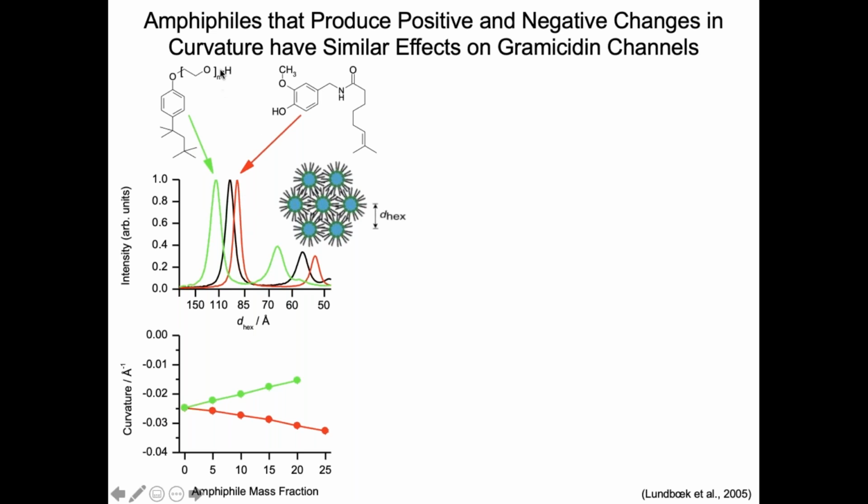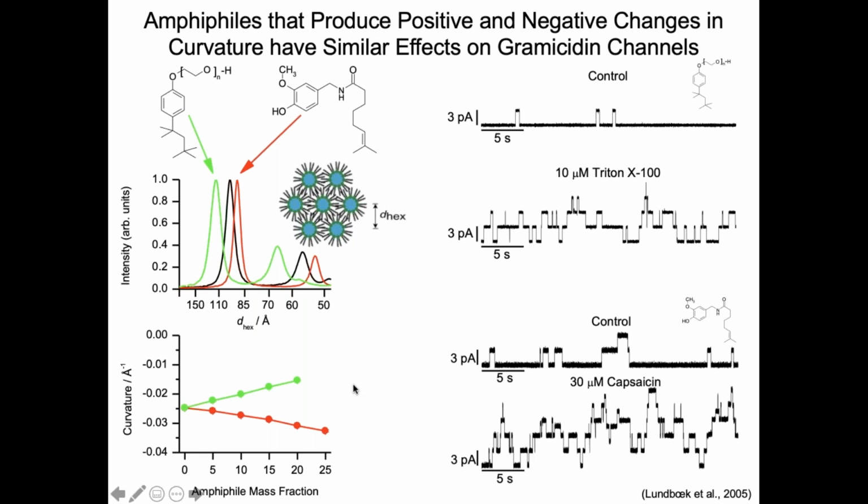And I should add, whereas I think there's good understanding of why Triton causes positive changes in curvature, nobody understands why capsaicin causes negative changes in curvature. We see that the changes in curvature vary as a function of the mass fraction of the molecules in the bilayer. At that point, we did electrophysiological experiments, and we looked at the effect of Triton and of capsaicin. We would expect opposite effects.